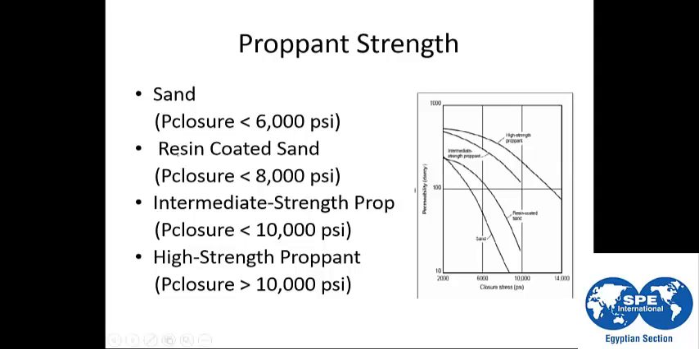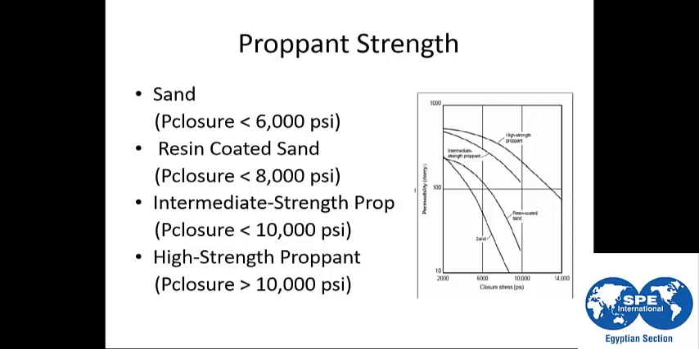We have a different type of sand. It's called resin coated sand. Resin coated sand has two advantages. First, when we coat the sand with the resin, it attaches the sand particles to each other. This will reduce the possibility for this sand to flow back and return to the wellbore with the production. Also, it will increase its closure resistance up to 8,000 psi.